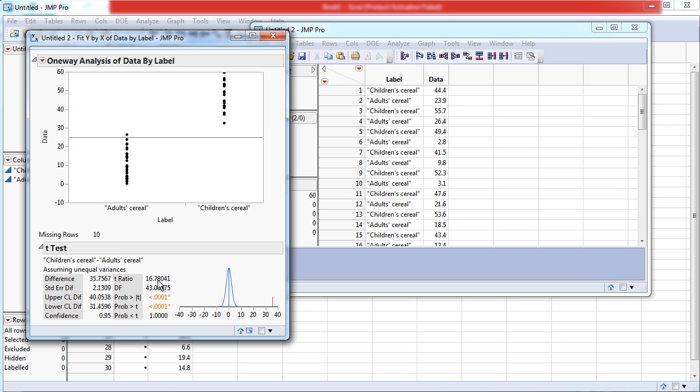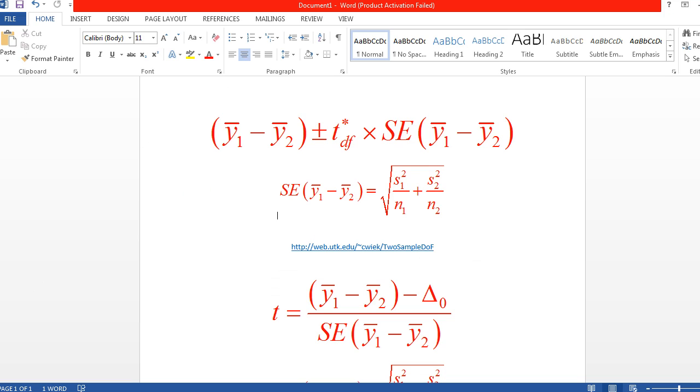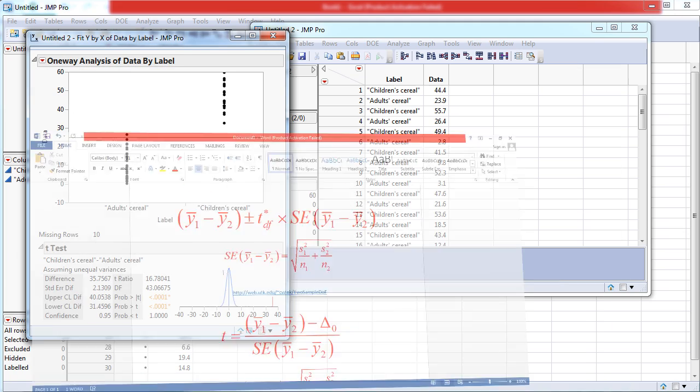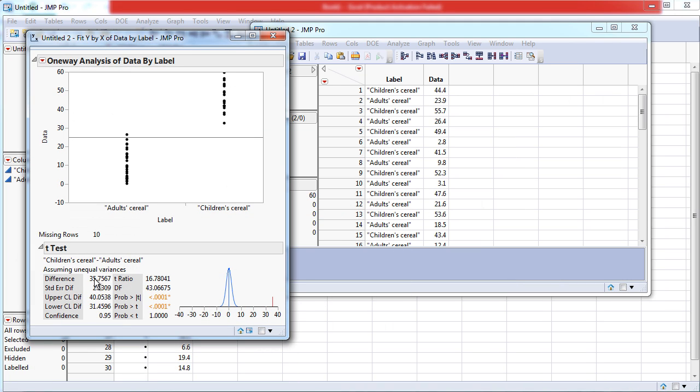What you do to get the t-ratio right here is as simple as, let's look at the test, the difference right here, and ignore this delta, that's just 0. The difference over the standard error is the t-ratio. And you can see that right here. Difference over standard error is the t-ratio. If you just divide these two numbers, you will get 16.78.